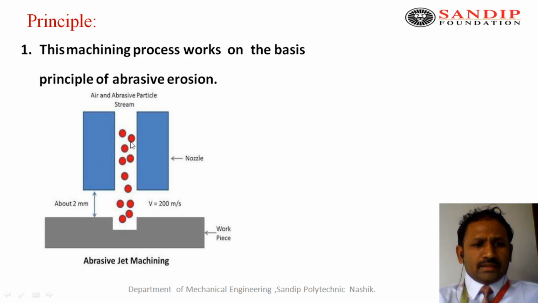Now observe the simple block diagram. This is the workpiece. This is the cutting tool position. This is the nozzle. Air and abrasive particles pass through the nozzle at streamline velocity, and this high jet velocity of abrasive strikes the workpiece at a concentrated point, and thus abrasive erosion takes place and removes the material. It's a simple principle.